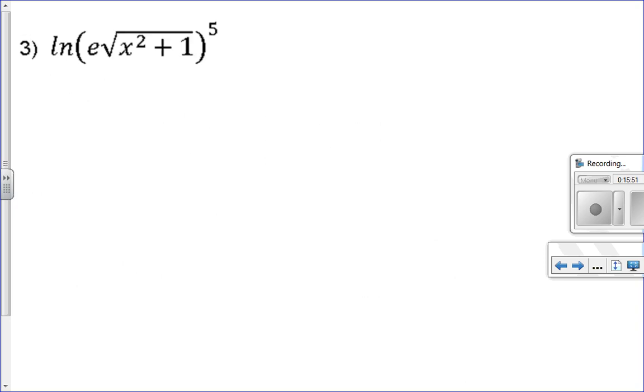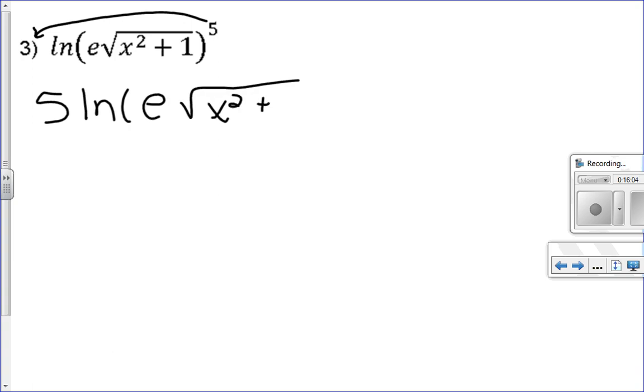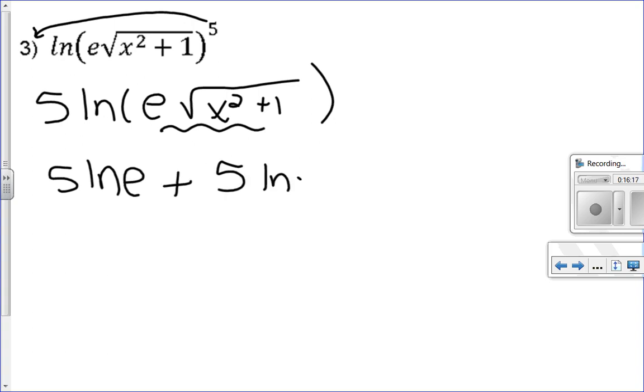Okay, let's look at number 3. In this one, because the entire argument is in brackets, I can in fact bring the 5 down. So this will be 5 ln of e times the root of x squared plus 1. Now again, I have a product, which I can simplify as adding. So I have 5 ln e plus 5 ln the square root of x squared plus 1. Notice the 5 went to both.